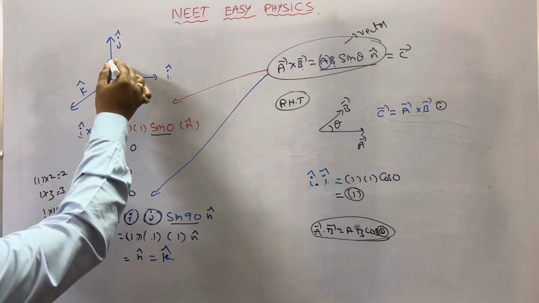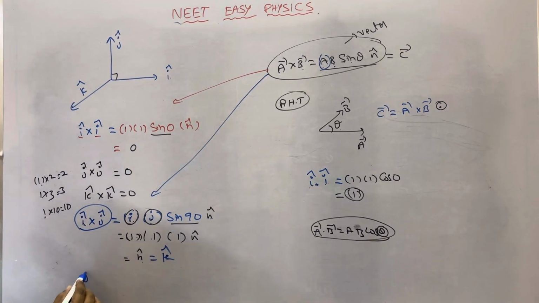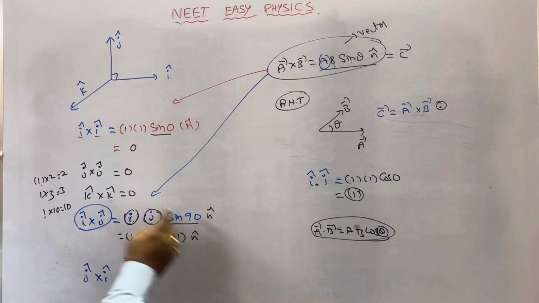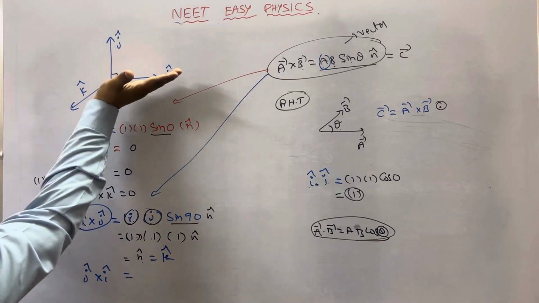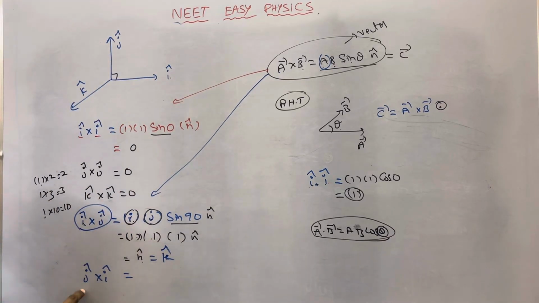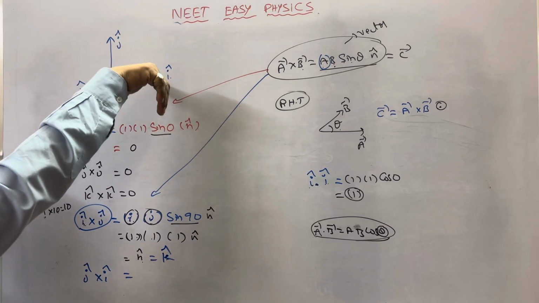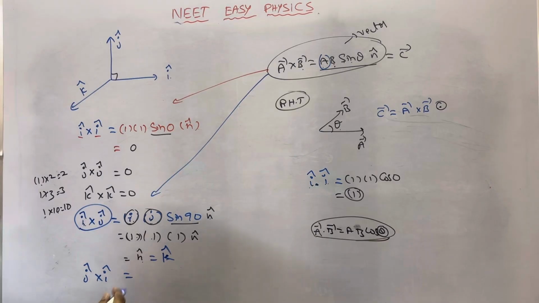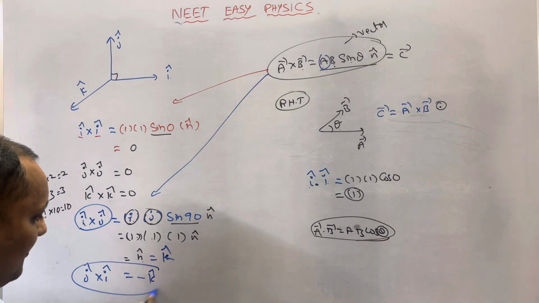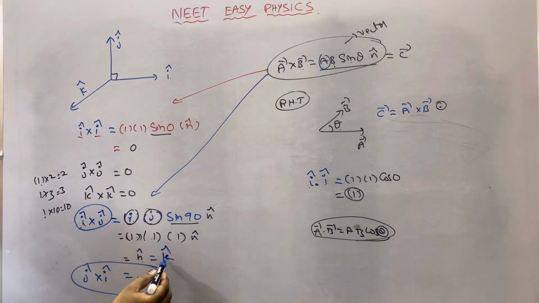Same like that, if you do j cap cross i cap, you have to do it like this. The angle between j and i is also 90, but the previous one, i cap cross j cap, you did like this. Now j cap cross i cap, you have to do like this. Whenever you are doing like this, the thumb is going inside the board, so you will get minus k cap. Therefore, i cap cross j cap is k cap, which means j cap cross i cap is minus k cap. You have to remember all this.